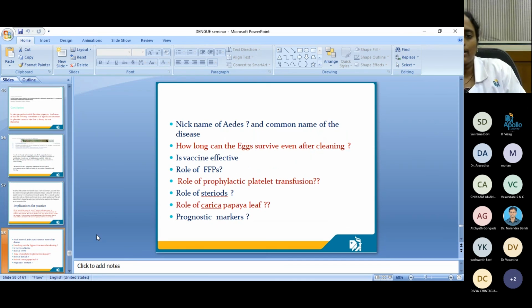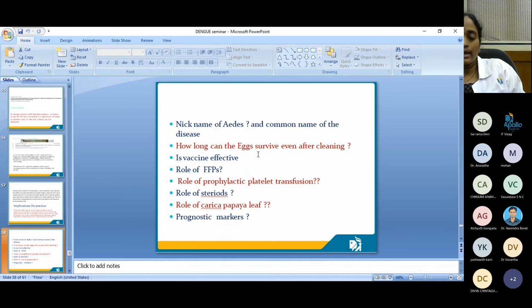I've told you till now how to classify, what the risk stratification is, how to manage, what the role of steroids is, what the role of Carica papaya is, and what the role of prophylactic platelets is. So now I have certain questions. What is the name of Aedes? It is also called the yellow fever mosquito.